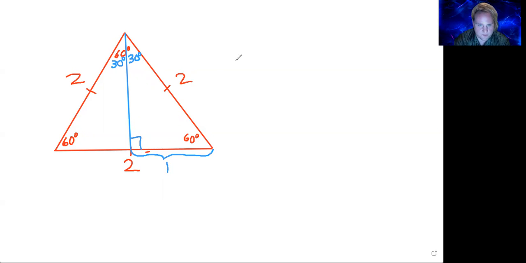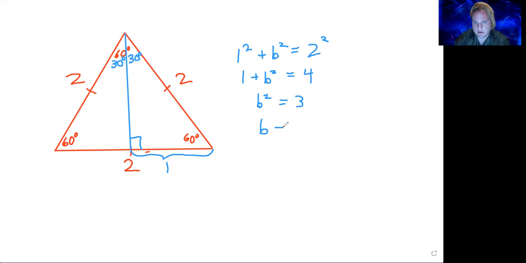Now, similarly to the 45, 45, 90, it's all based on the Pythagorean theorem. So we have this leg 1. This leg here is unknown, so I'm going to leave that as B. And our hypotenuse of this triangle is 2. So working this out, we have 1 plus B squared equals 4. B squared is 3. And then B is root 3. That is where our base diagram for the 30, 60, 90 comes from.